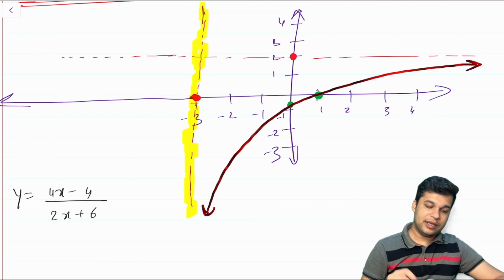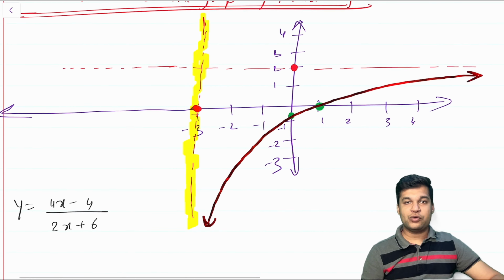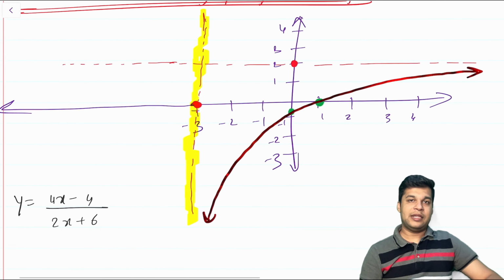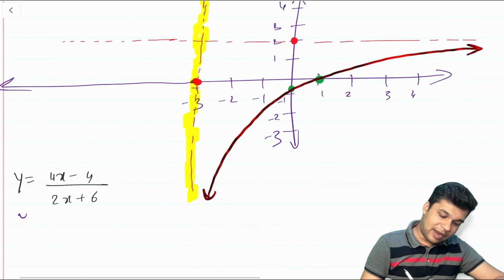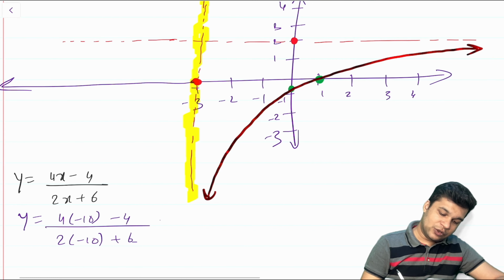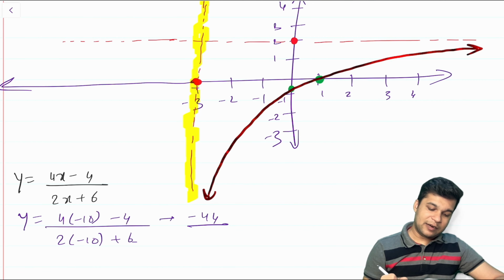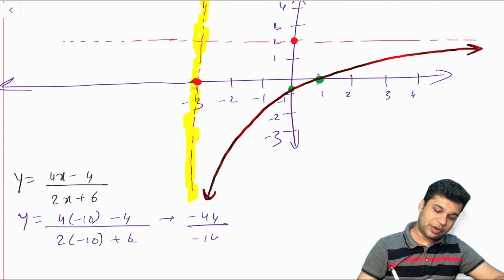On the left hand side of the vertical asymptote, let's choose any point, let's choose minus 10, which is on the left. So y equal to 4 times minus 10 minus 4 upon 2 times minus 10 plus 6. This will be negative 40 minus 4, negative 44, divided by negative 20 plus 6, which is negative 14, right? So negatives get cancelled. This is 2 times 22 over 2 times 7. So 22 by 7.